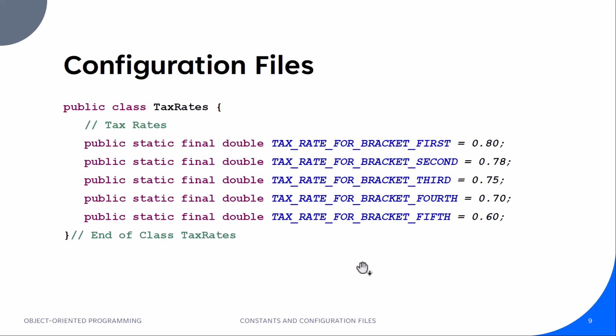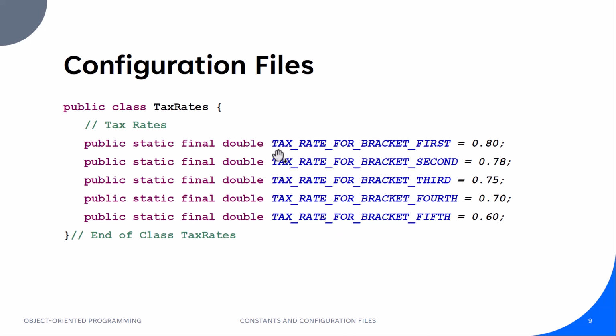But basically, what we want to do in this piece of software is separate this important information and put it in a separate file so that we can easily find, identify, and access these rates. And when we need to change them, we change them in a special way. So that's the purpose of configuration files. And here we have different tax rates for different brackets. For example, the tax rate for bracket first is 0.8. The tax rate for bracket second is 0.78, and that continues.